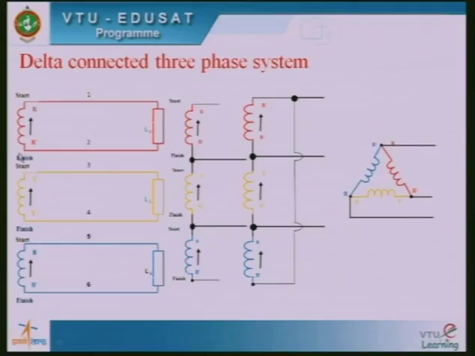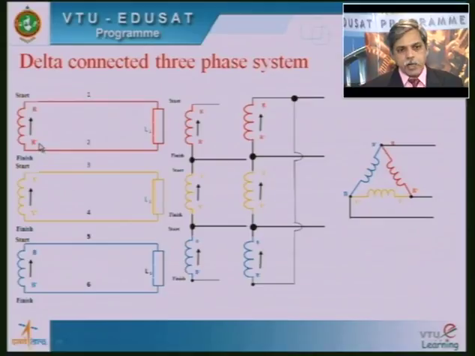So here in the first figure, if you observe, these are three single phase systems, which can be generated by using three coils spaced 120 degrees apart on a rotor in a magnetic field and rotated in the counterclockwise direction at a constant angular velocity of omega radians per second.